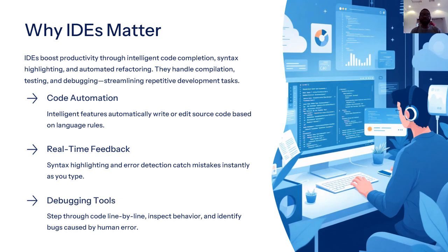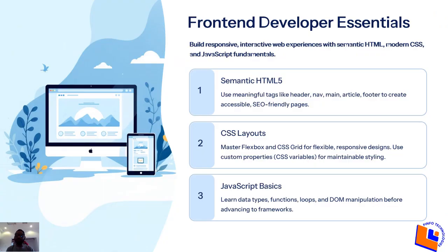For instance, I mentioned code automation: intelligent features automatically write or edit source code based on language rules. Real-time feedback: syntax highlighting and error detection catch each mistake instantly as you type. Debugging tools let you step through code line by line, inspect behavior, and identify bugs caused by human error.